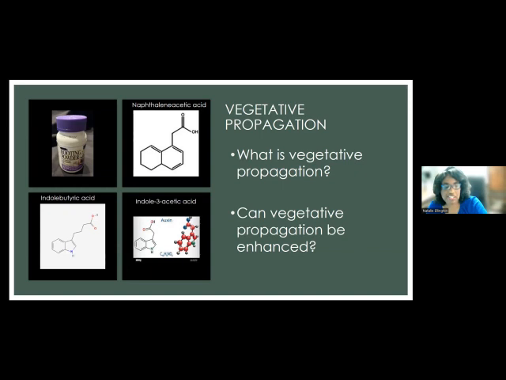Vegetative propagation is done by placing a plant part under conditions favorable for rooting so that a new and independent plant is created. The newly produced plant, in most cases, is genetically identical to the parent plant. This is also known as vegetative cloning.